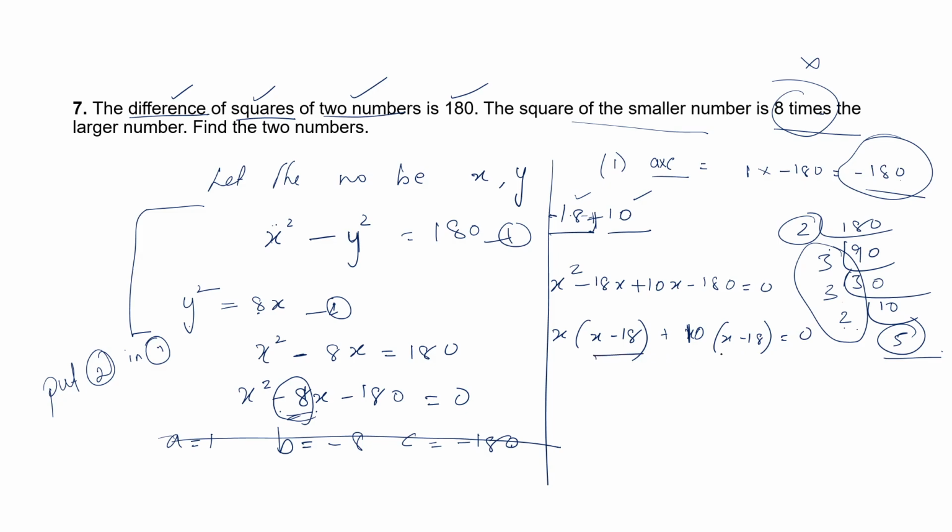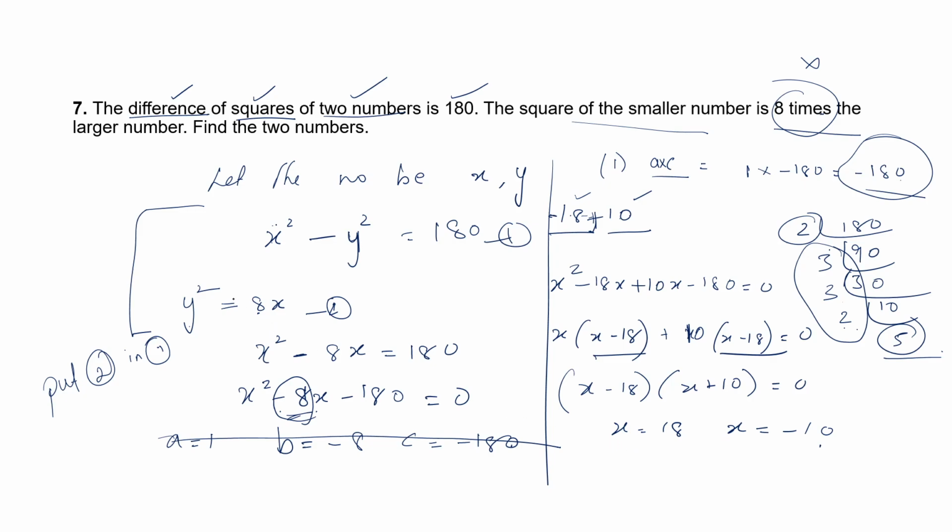So in that way, you can arrive at this. This should be the same. Then we can take it common outside. x plus 10 equal to 0. So x is equal to 18 or x is equal to minus 10. Minus 10 is not possible, so we are taking only x is equal to 18.